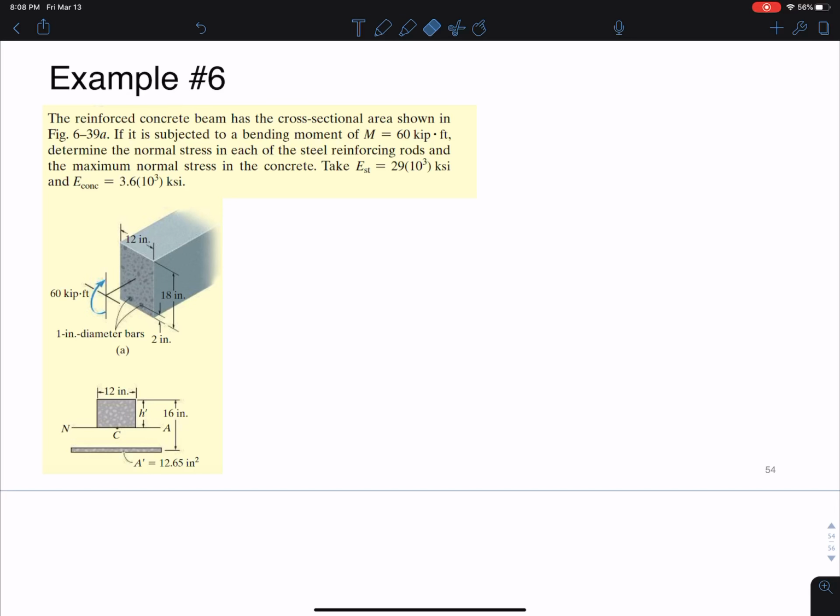So you can see we have a reinforced concrete beam with a cross-sectional area shown, and it's subject to some bending moment of 60 kip-ft, about the z-axis, this is an Mz, right, because this is a bending problem. We want to determine the normal stress in each of the steel reinforcing rods and the max normal stress in the concrete. Okay, so since the beam is concrete, the following analysis will neglect its strength in supporting tensile stress. So we're going to assume that the concrete doesn't really support anything in tension. Okay, so let's start with section properties.